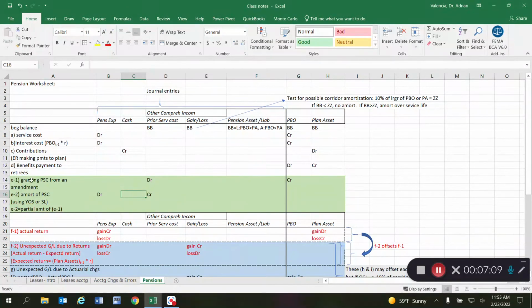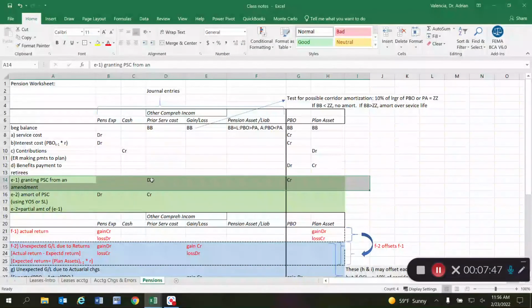Throughout the course of a business, it is common for the employees and the employer to renegotiate terms of employment, including retirement benefits. So when that occurs, it could be that the employer grants some additional benefits based on prior service. And that's what this is. This PSC is prior service cost. So if for whatever reason there's an amendment and we need to add to the PBO, in other words, to the pension plan, then that's done right here as such.